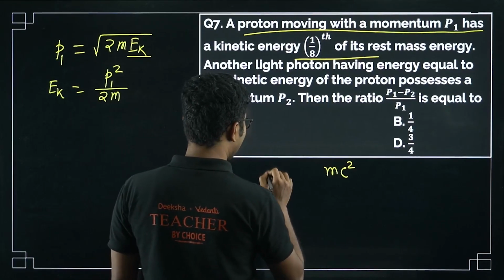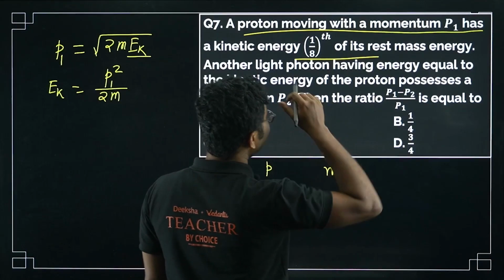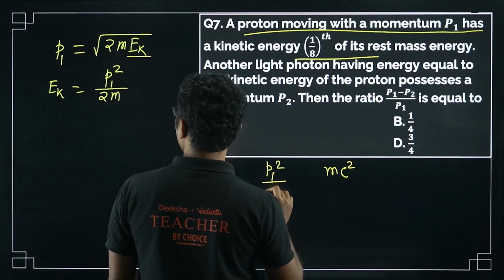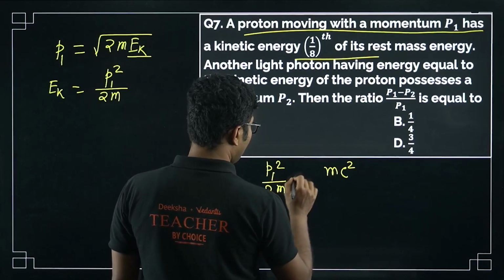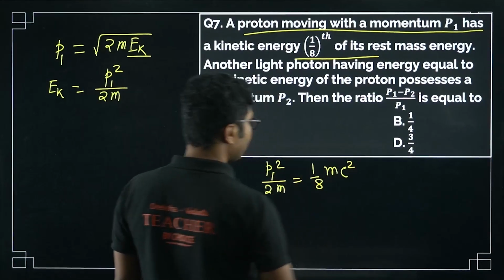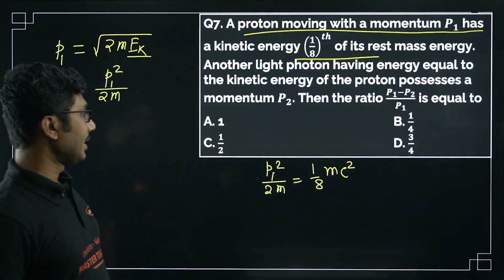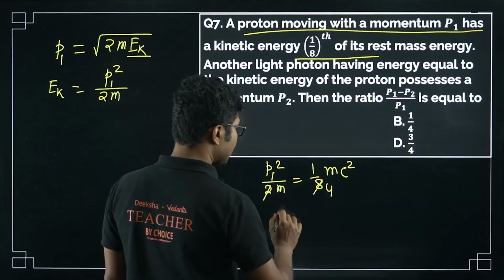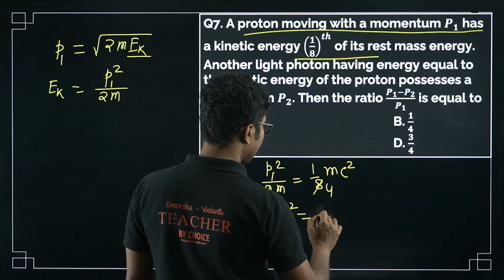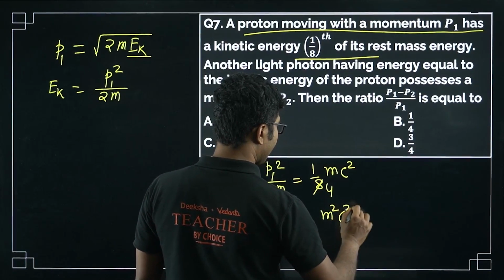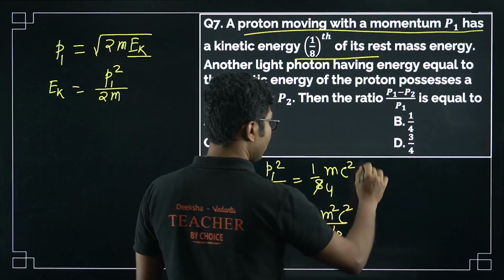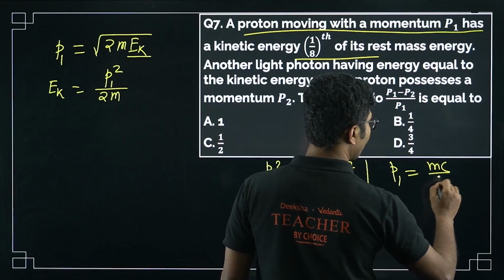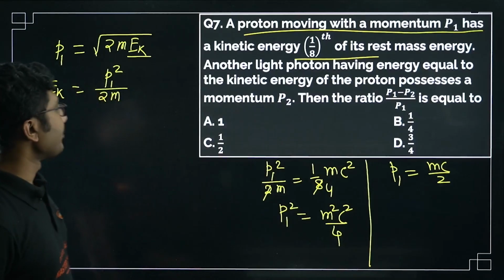This is given as 1/8 of the rest mass energy, right? So you can cancel the 2m, and it will be 4. So p1 square is basically m square c square by 4. So p1 equals mc by 2.